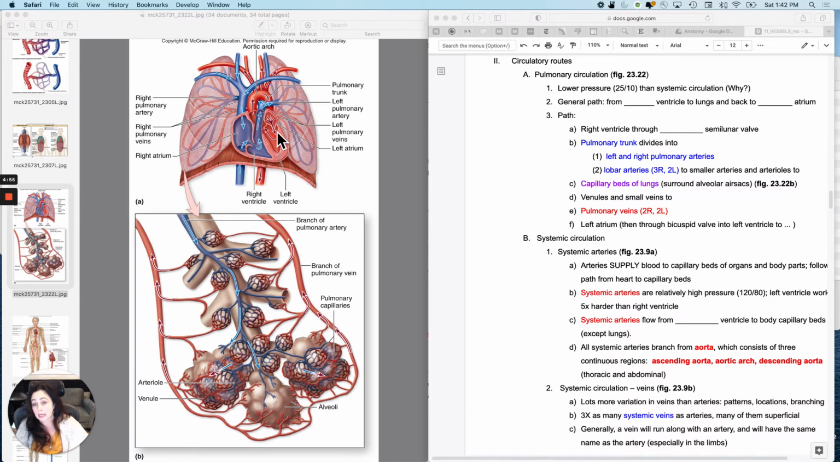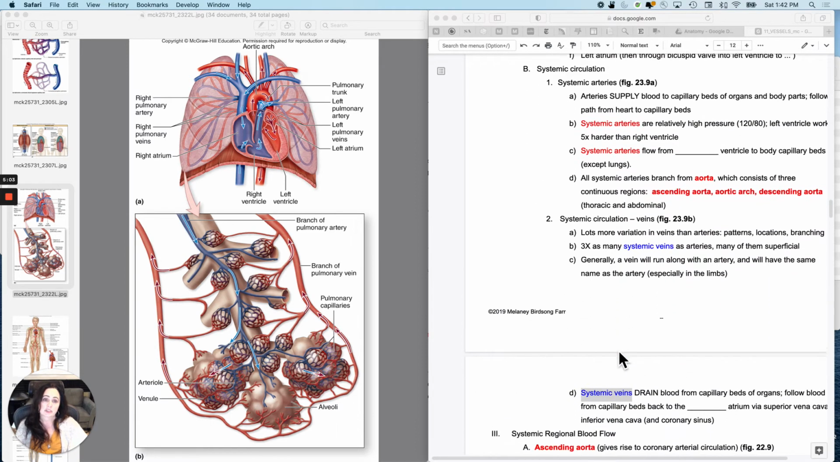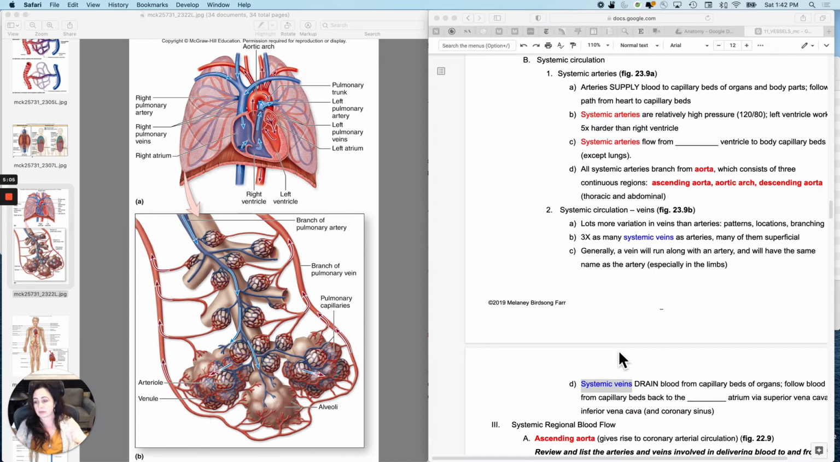through the bicuspid or mitral valve into the left ventricle. And then when I get into the left ventricle and I'm going to pump it out, I'm going to be in systemic circulation. Okay, so let's just do an intro to systemic circulation. How do we think about systemic circulation?